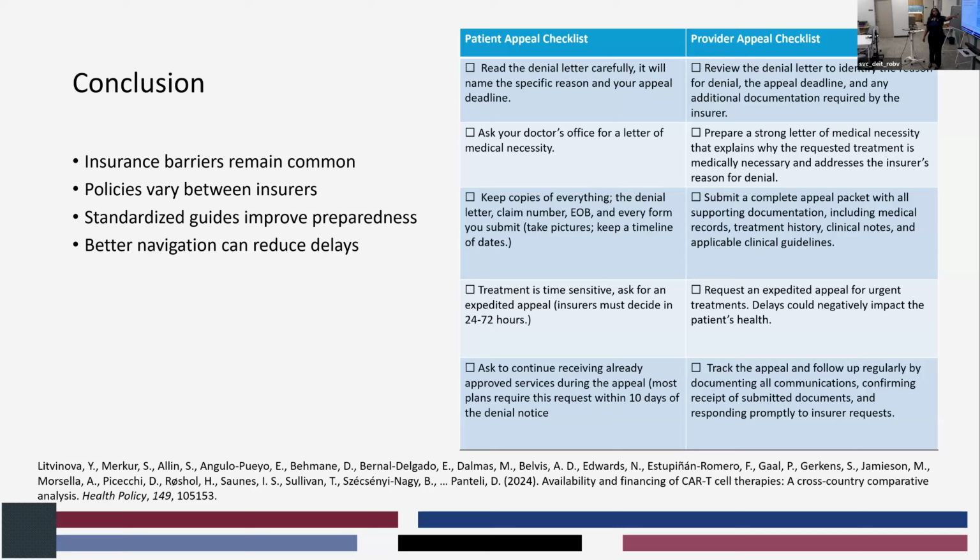And right here, so that the Zoom can see it, this is just what a patient appeal checklist would look like within that guide. And then next to it, I also have the provider appeal checklist. So they both match up, but of course it's going to be different, especially when you are a provider dealing with a patient who's dealing with an insurance denial.